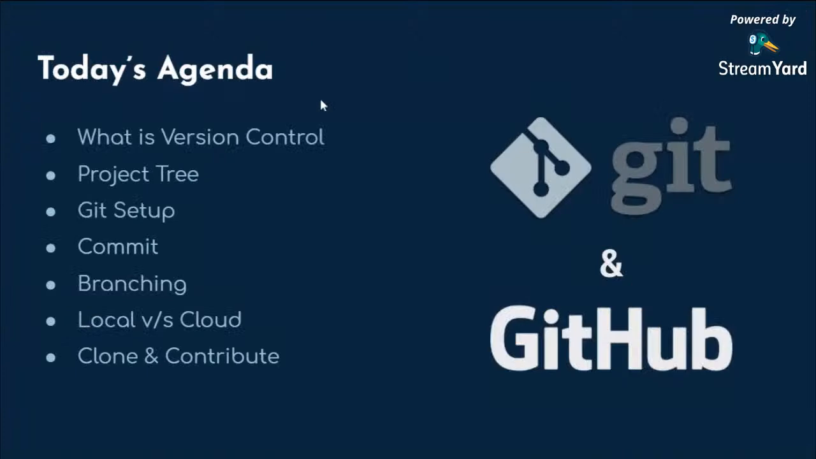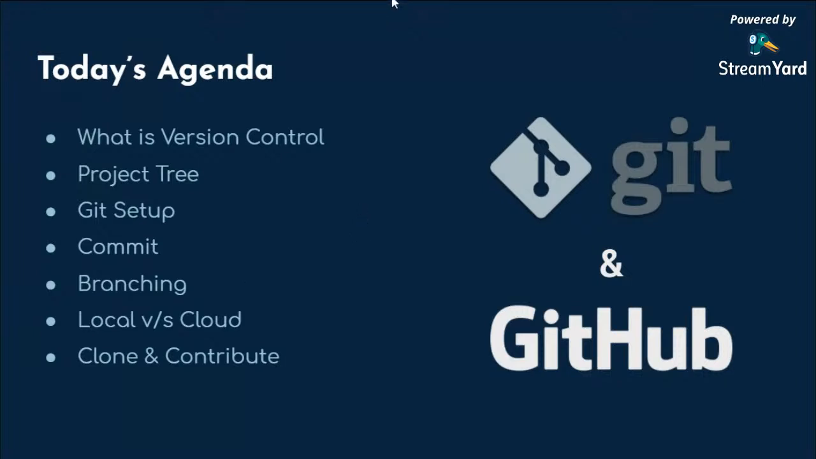We will first learn what a version control system is. Then we will talk about what project trees are. We will understand how software projects are usually managed, not just software projects, any kind of projects. Then we will start with the hands-on Git setup, commits, branching, and so on. I will be doing the Git setup for only Windows, but except for that, the rest of the talk will be applicable to any platform where Git is supported.